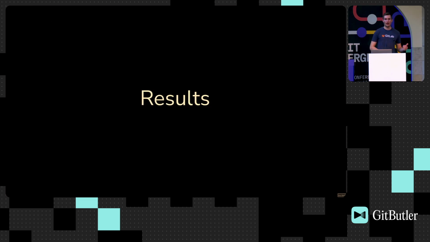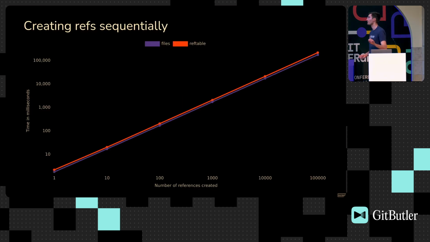So you now have a rough understanding of how the reftable backend operates. But how does it actually perform? We can have a look at a couple of benchmarks to answer this question. The first benchmark is creating refs sequentially, each in their own transaction. The y-axis represents the time in milliseconds, where lower is better, while the x-axis shows the number of references created.